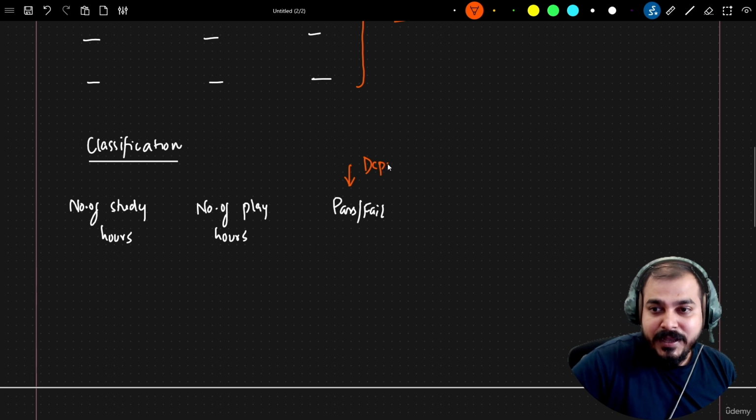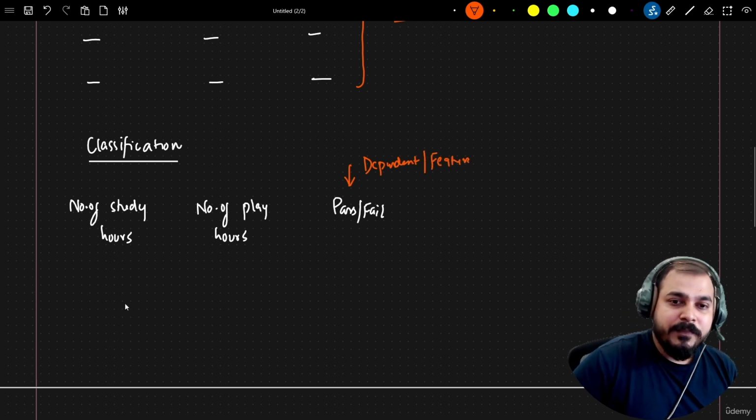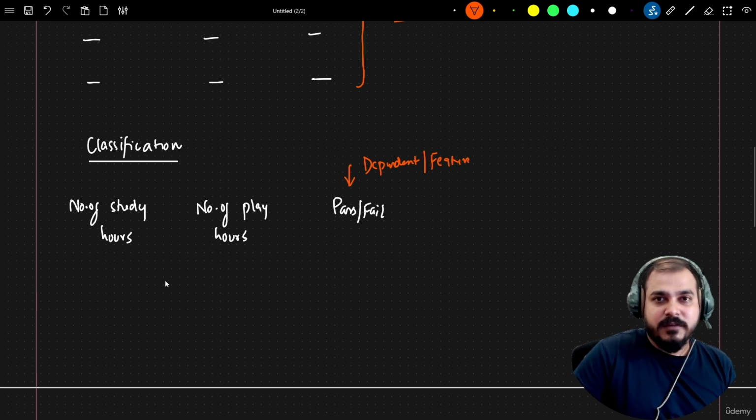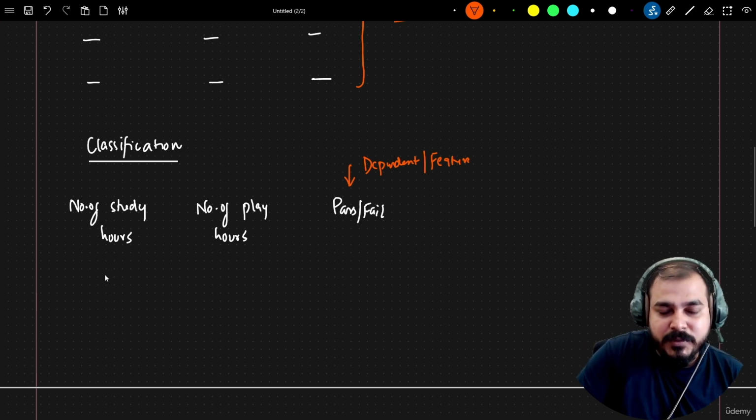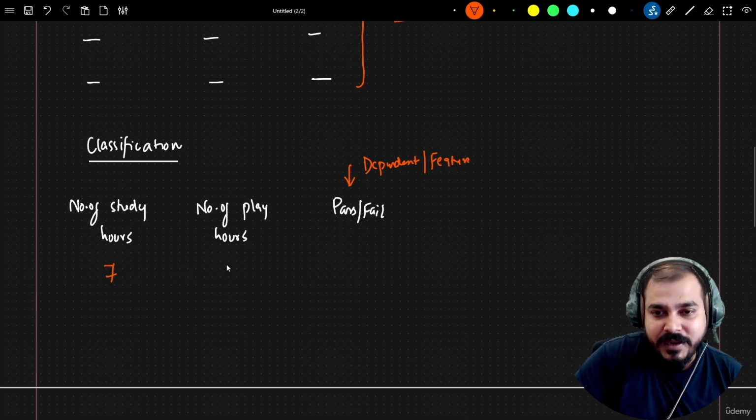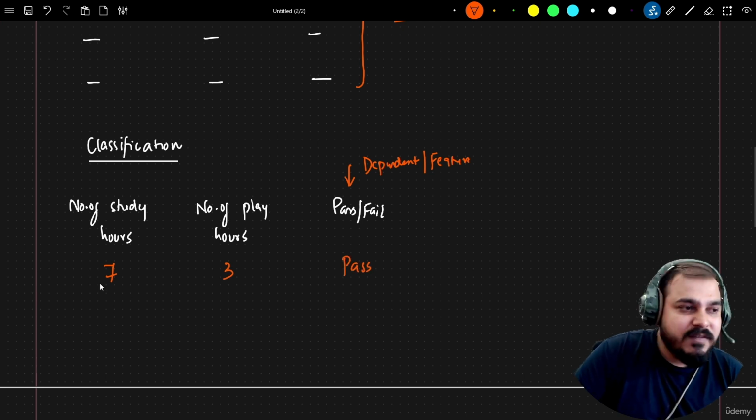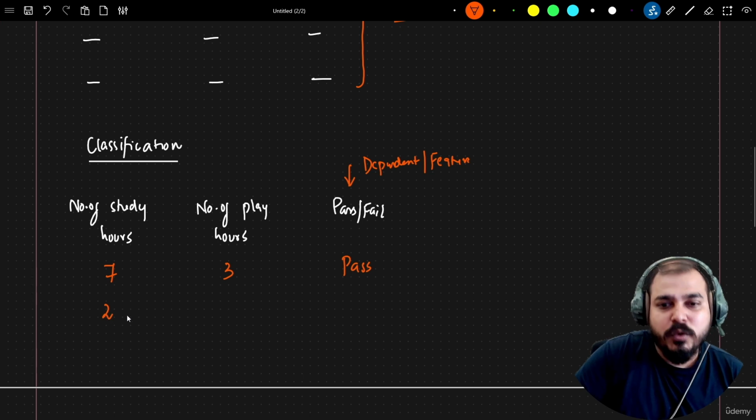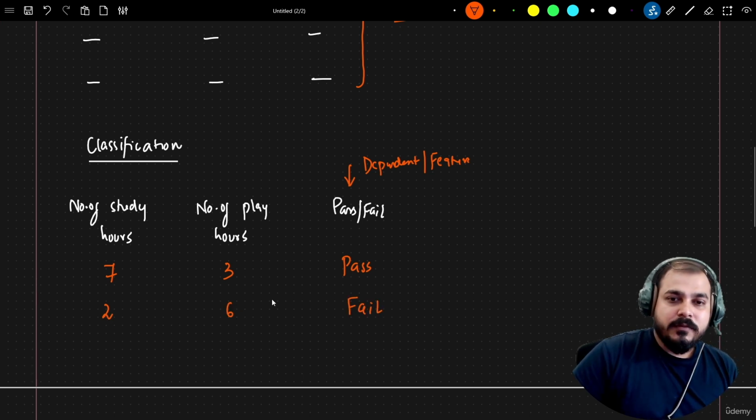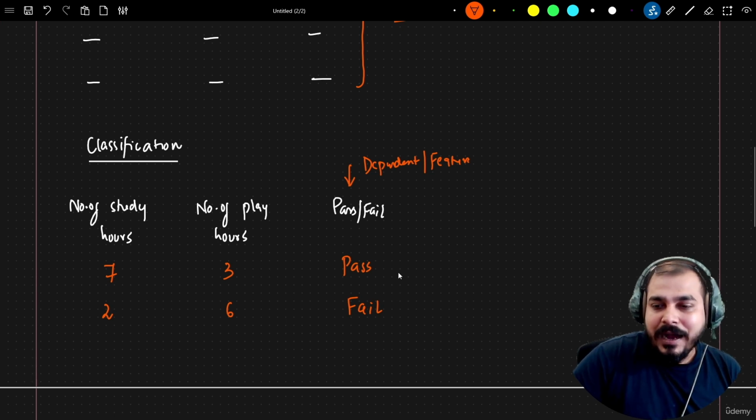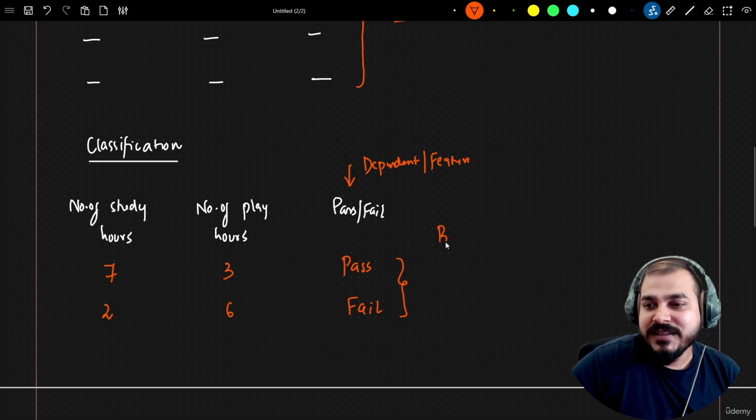So this becomes my dependent feature, and these all become my independent features. Here, let's say if the person is studying for 7 hours and playing for 3 hours, that basically means he's going to pass. If the person is studying for only 2 hours and playing for 6 hours, he may probably fail. So this is the kind of features. Now here, the output feature has a fixed number of categories. If there are only 2 categories, we basically call it binary classification.